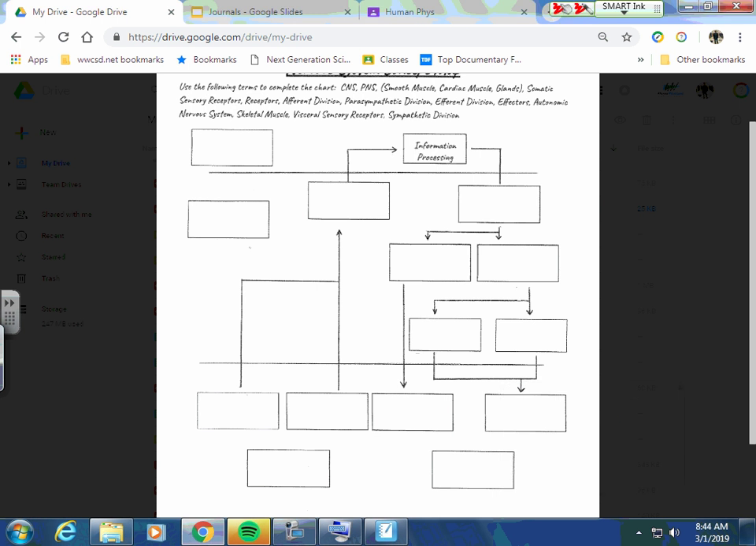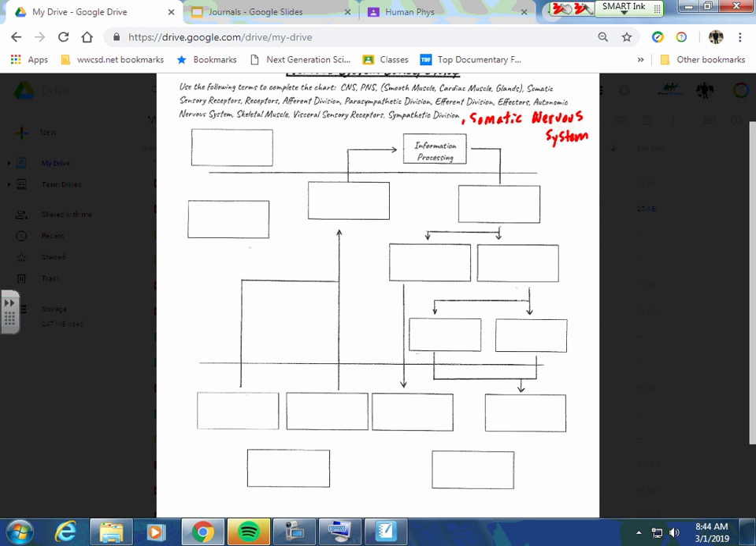Okay, so 8.1, nervous system concept map. As I said, I made a little mistake and forgot to put somatic nervous system on there. Well, I told you to do that first thing. All right, well, first of all, where does the information processing happen?